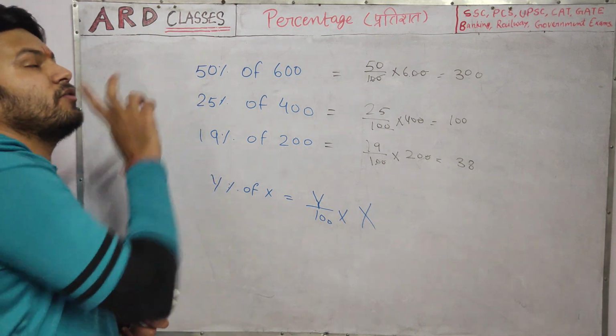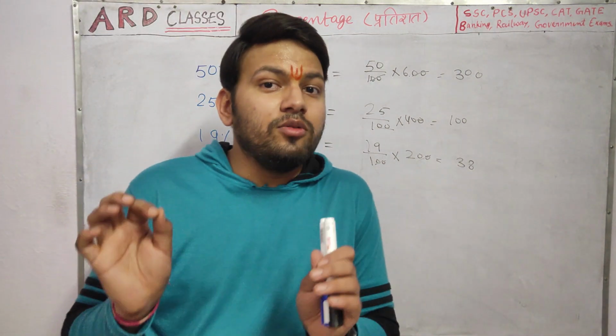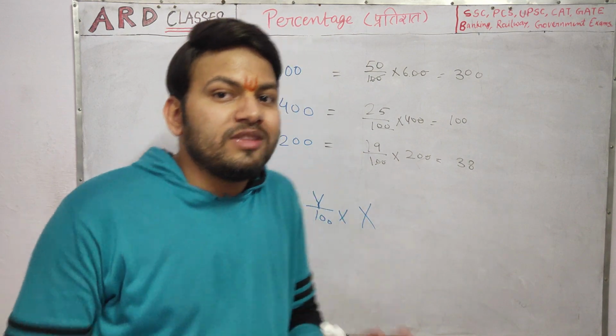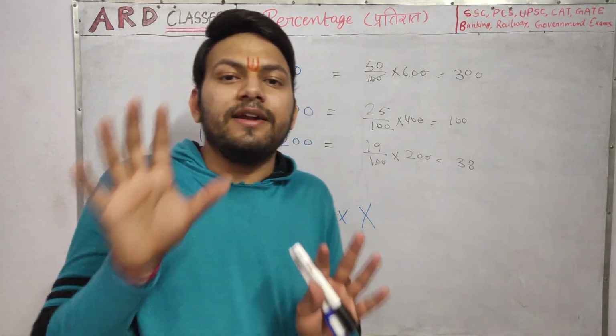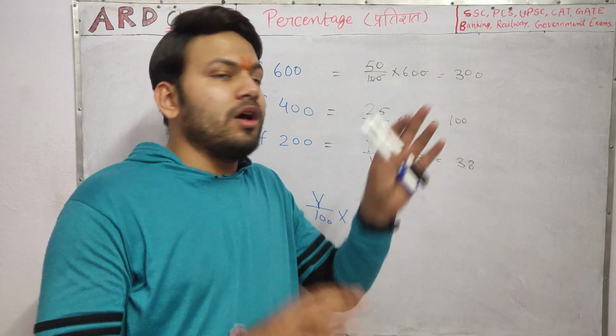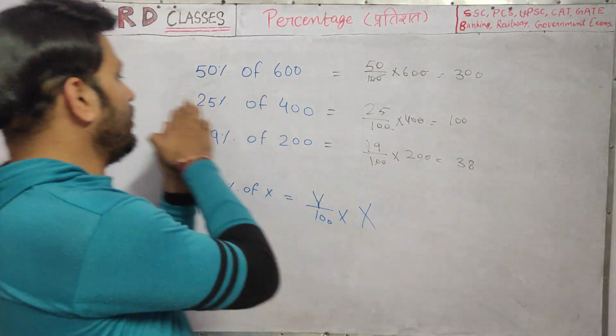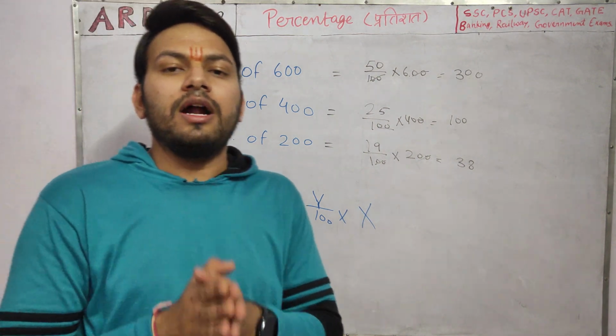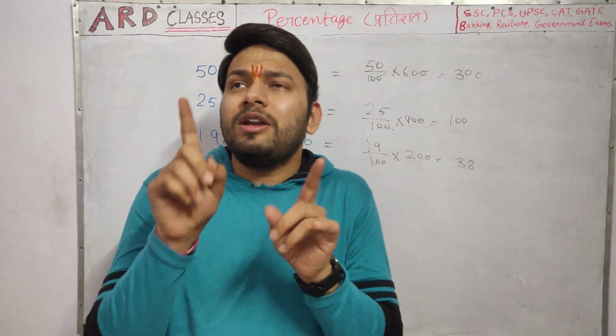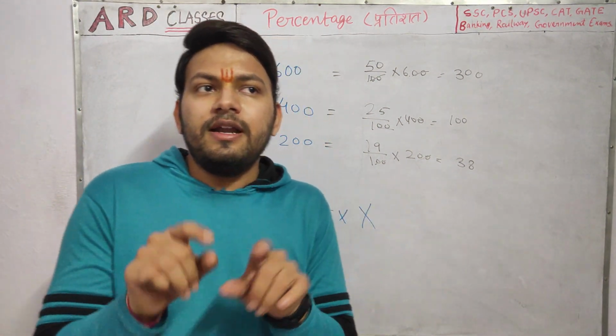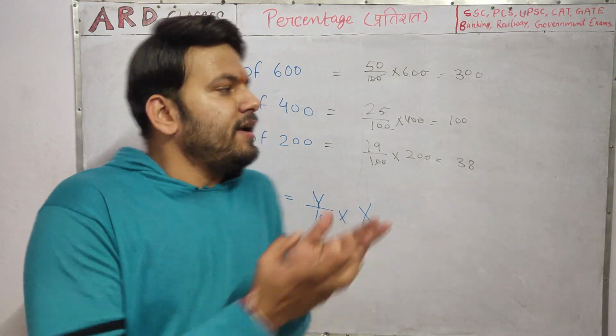Suppose you remember the 50% value, the fraction value is 1 by 2, then similarly you just have to divide 600 by 2, then 300. Without taking a pen, you are just solving the answer. Another, 25% of 400. You remember 25% is 1 by 4, and 400 divided by 4, so it is 100, the answer.